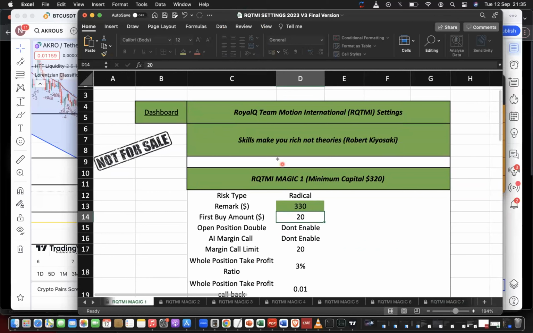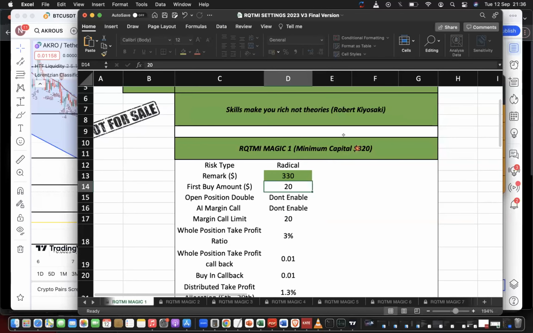Yesterday, somebody sent me a message asking how to use the Excel sheets, and which one to use for $350 capital. That's method 1, because method 1 says the minimum capital is $320. So if you have $500, use method 1. If you have $1,000, you can also use method 1. All you do here is change the first buying amount.